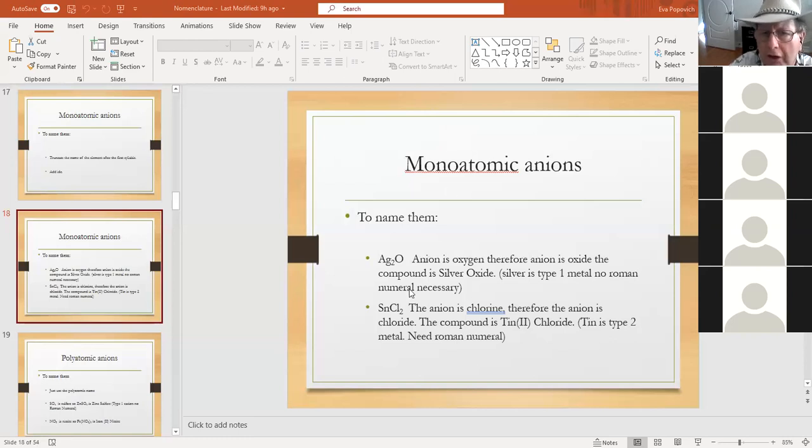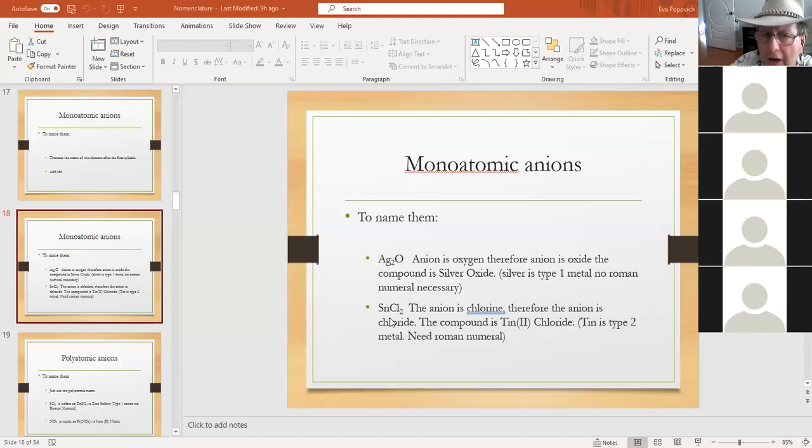Okay. Chlorines have a -1 charge. So if I have 2 of them, what's the total negative charge? -2. So that -2 corresponds also with a positive 2. How many tin atoms are in the compound? 1 atom. So that 1 atom has a +2 charge. What do I call the cation? Tin 2.